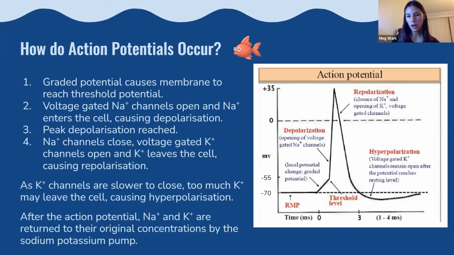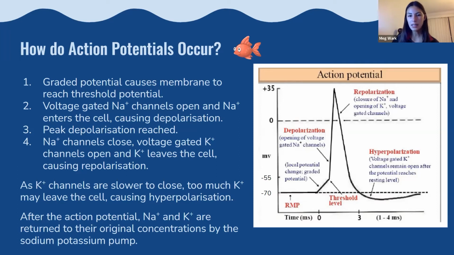So if you look at the graph here, you can see that at -70, you've got that straight line, which is just resting membrane potential. That's how the cell is in its normal state. Then at -55, that's the threshold. So the graded potential is going to do the first part of the work. It's going to get the cell to -55, and then that's when an action potential can take off.